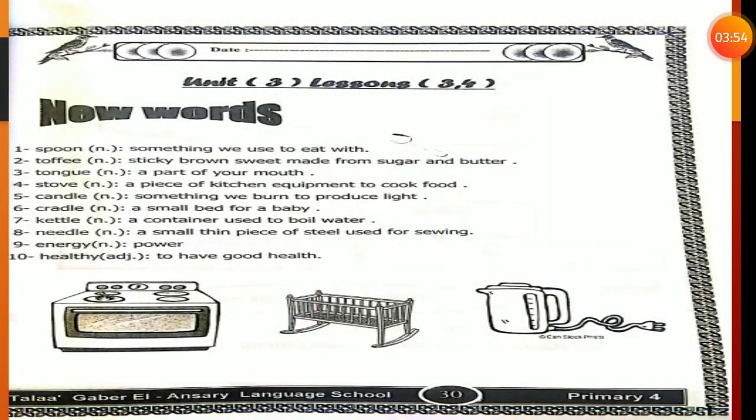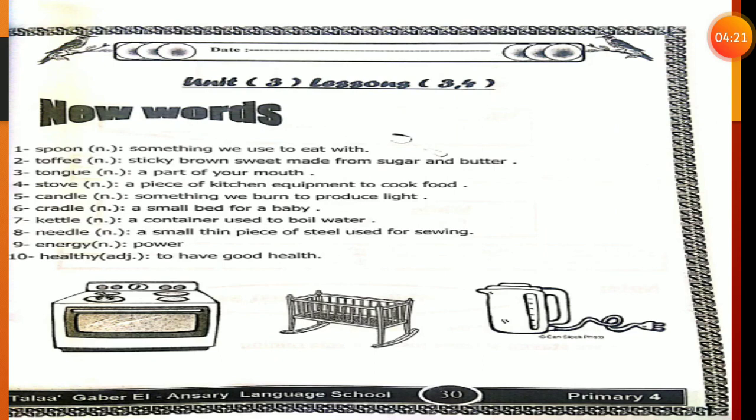And now, number 9, energy. Energy means power. If you eat a piece of cake, you will have energy to run quickly. So, energy here means power. What is the meaning of energy? Power. Power is energy.